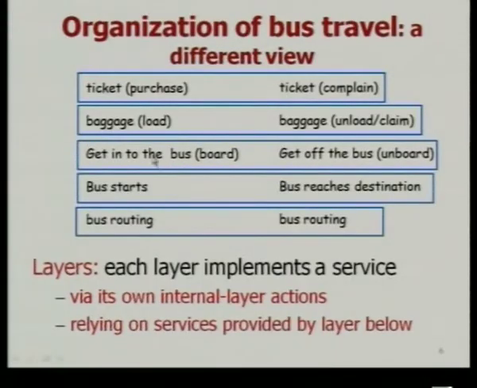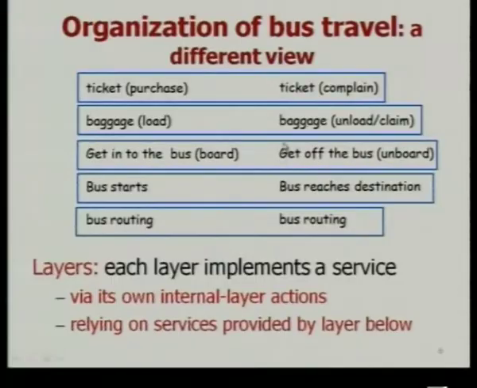in order to do each of those layer services, it relies on the services that are provided by the layer below. For instance, if you just purchase a ticket, and you do not know that you can take that ticket and go and board a bus, there will be no use of having that ticket. So, what you do is you purchase the ticket, pick up your baggage, go and get into the bus, then the bus starts, and then the bus gets routed and finally reaches the destination.